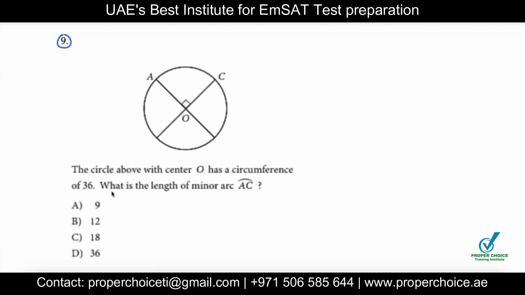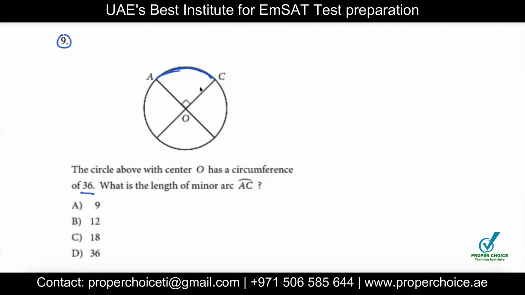Let's talk about question number 9. It says the circle above with the center O has a circumference of 36. What is the length of minor arc AC? The question is asking you what is the length of this arc AC?